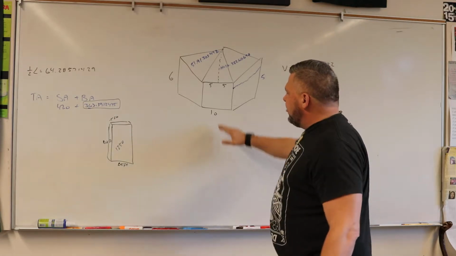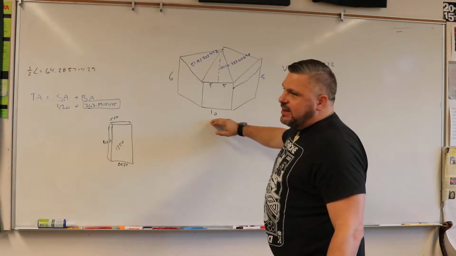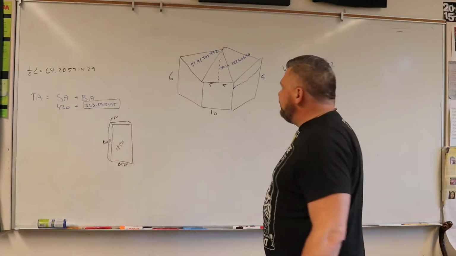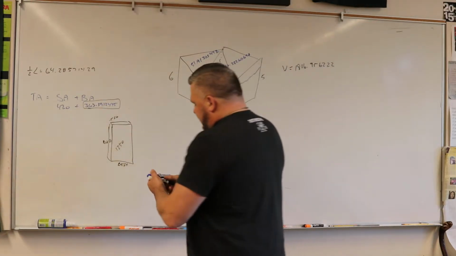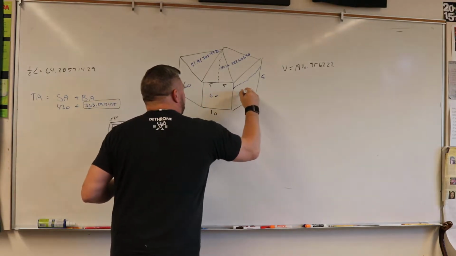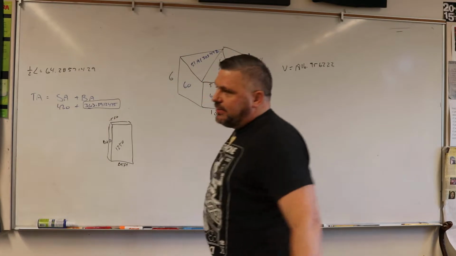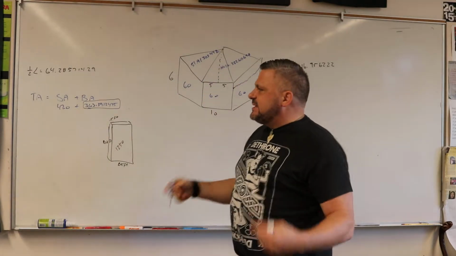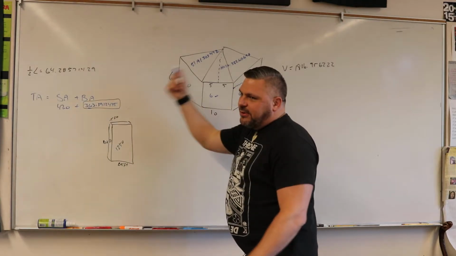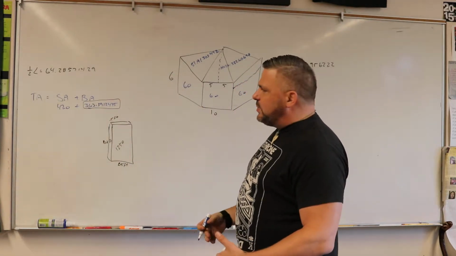On this pool, I got a base of 10. So that means I have a half base of 5 on the triangle, right? So that tells me that I've got 60 on each of these side walls for the side area. That means I got 420 because it's 60 times 4. So the side area is 420.